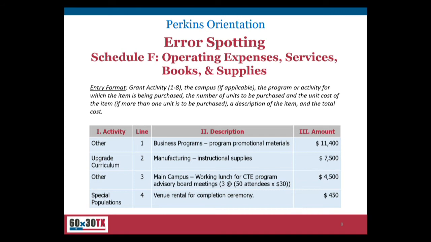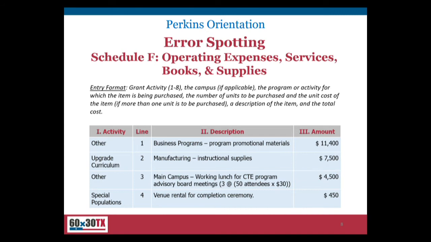So you need to indicate that on the line. If we don't see that indicated, we will send it back, because you do need to mention that you acknowledge that as per the RFA, if you're using Perkins funds for marketing or outreach materials or activities, you need to incorporate Texas Genuine. Okay. So on line 2, manufacturing instructional supplies, $7,500. Is there anything wrong with that?